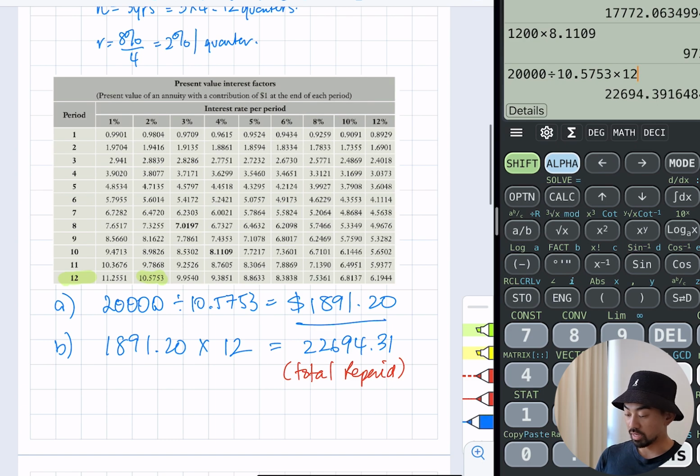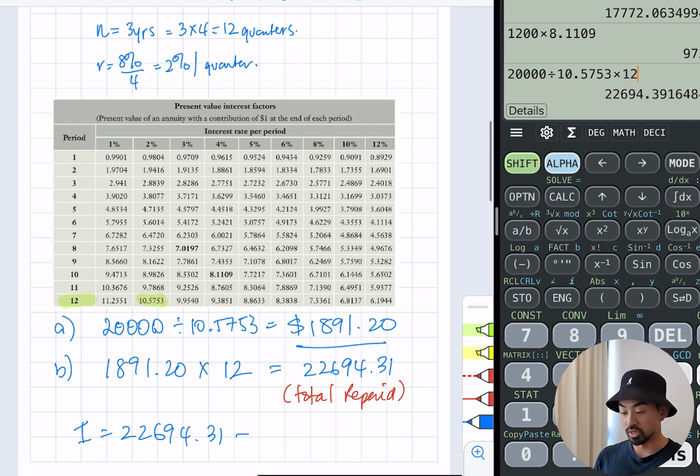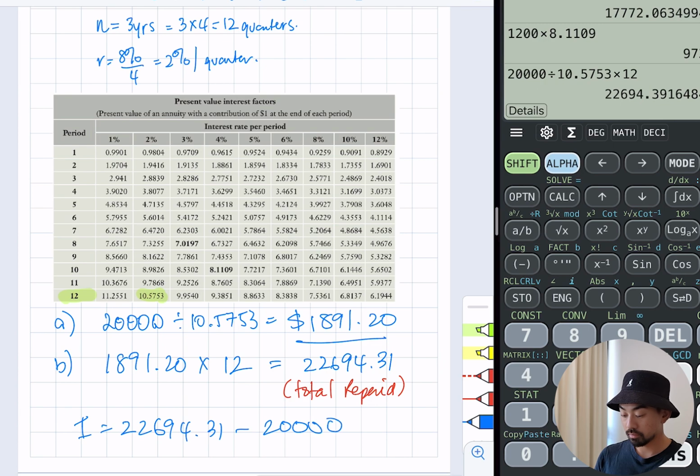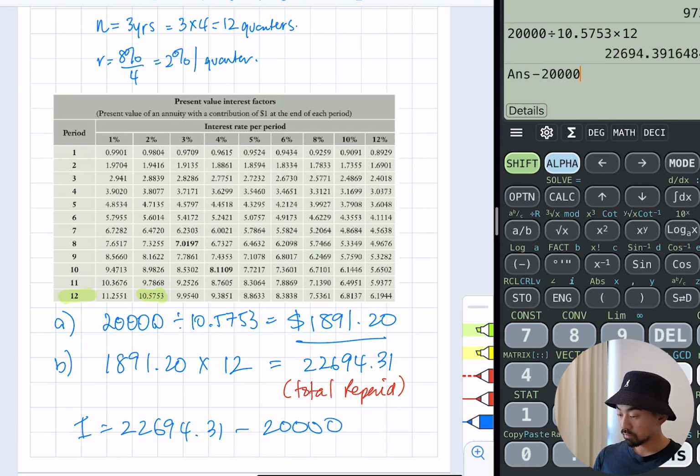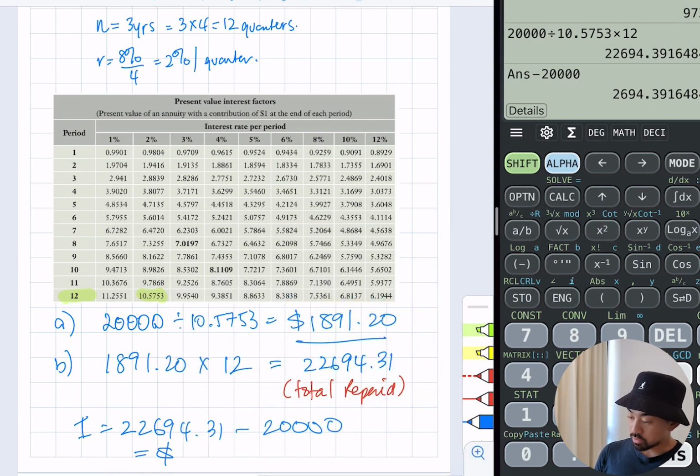Okay, so therefore the interest has to be the total repaid, 22694.31, minus what he borrowed, which is $20,000. So the answer here is 2694.39. Just highlight that there to make it a bit obvious.